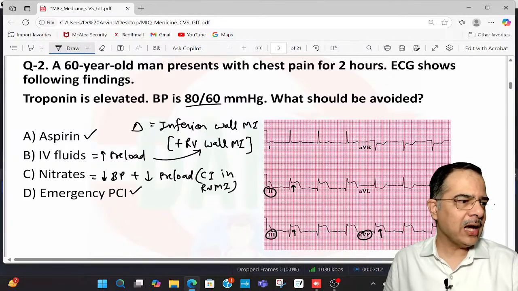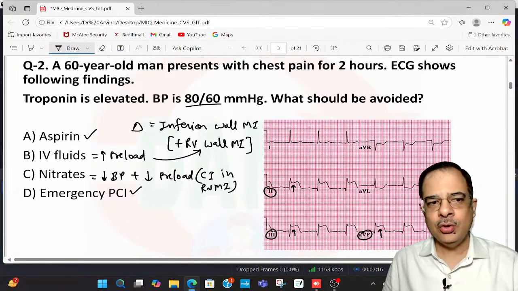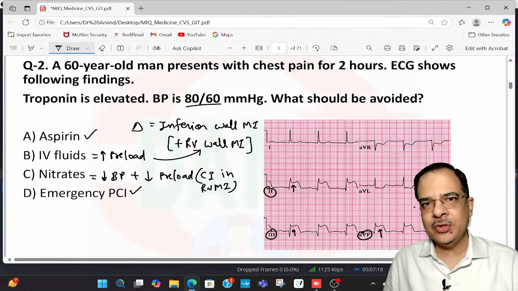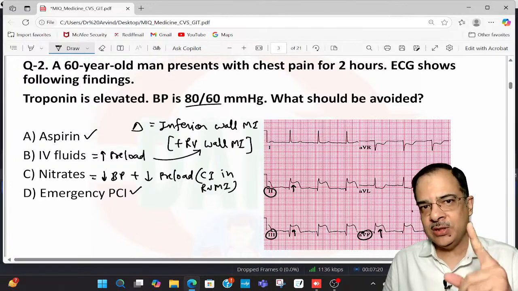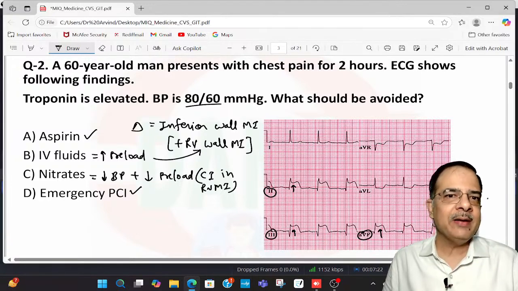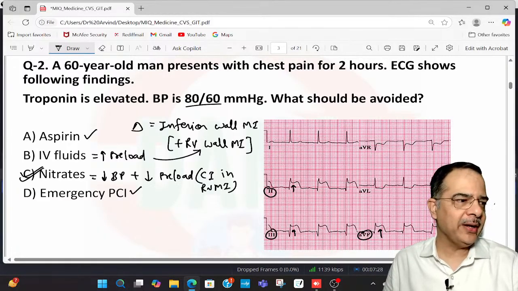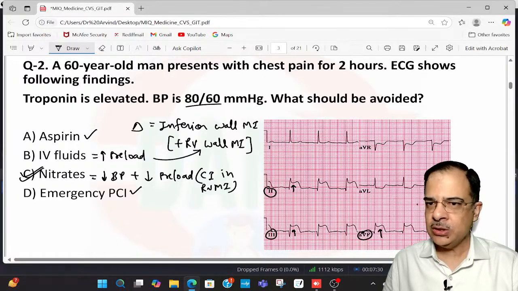Contraindicated in RVMI. Yes. Confusion between IV fluids and nitrate. So IV fluids are to be given in cases of right side MI. So this is very important to know. Right side MI needs IV fluids, so they can be given. So here the answer will be nitrate, you should be avoiding nitrate in this patient.